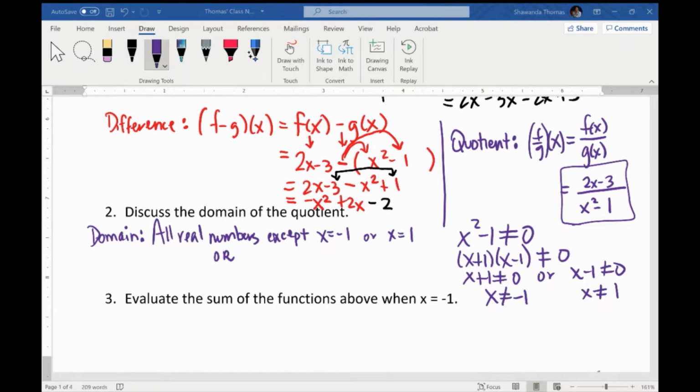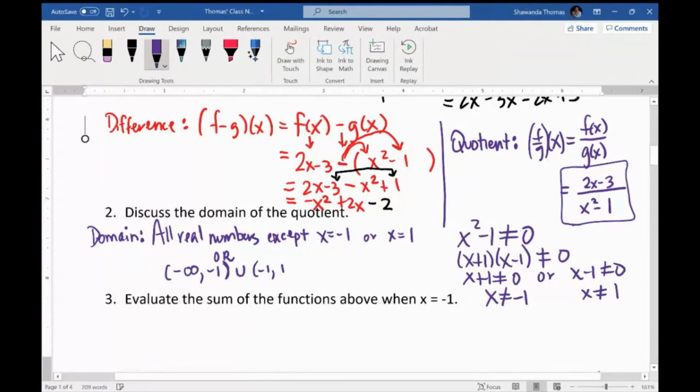Parenthesis, negative infinity, correct, to -1, correct, and then a union. This is gonna be a parenthesis, right? Yes. Union. And then you'll have -1 to 1. Very good. Parentheses again, union. 1 to infinity. Very good. That's how you will write that in interval notation.